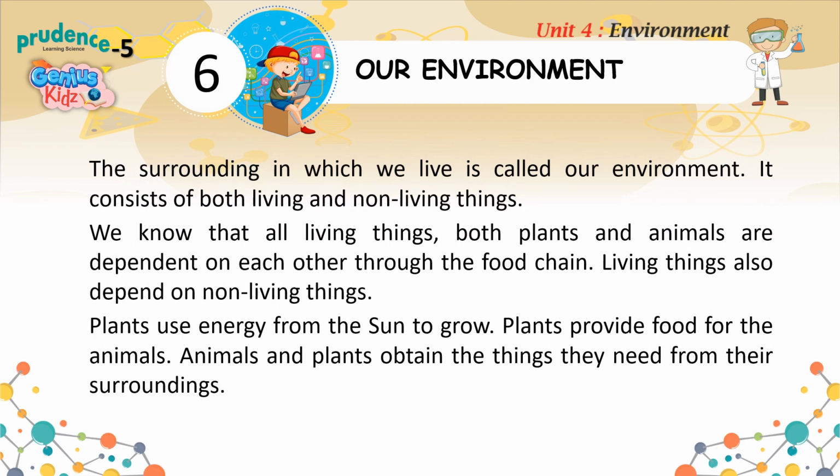The surrounding in which we live is called our environment. It consists of both living and non-living things. We know that all living things, both plants and animals, are dependent on each other through the food chain. Living things also depend on non-living things. Plants use energy from the sun to grow. Plants provide food for the animals. Animals and plants obtain the things they need from their surroundings.